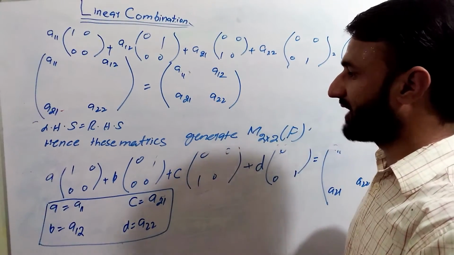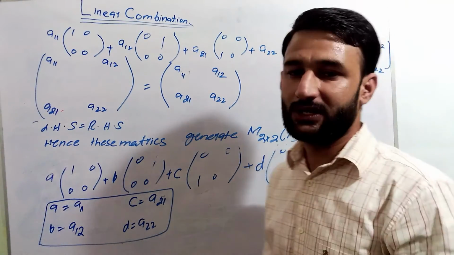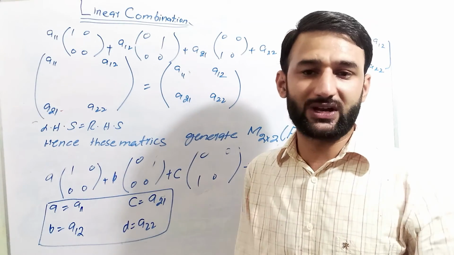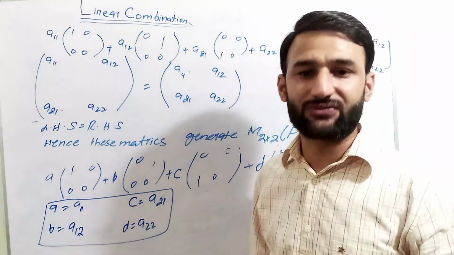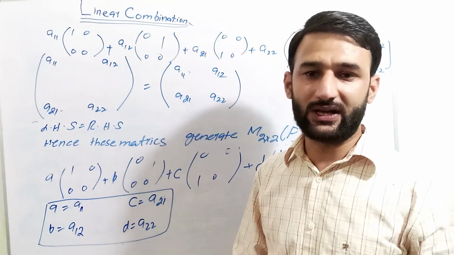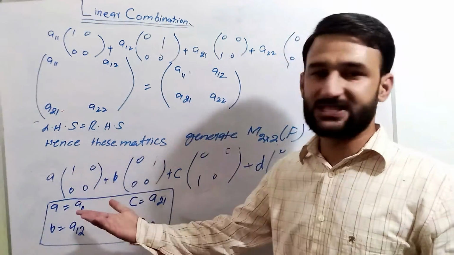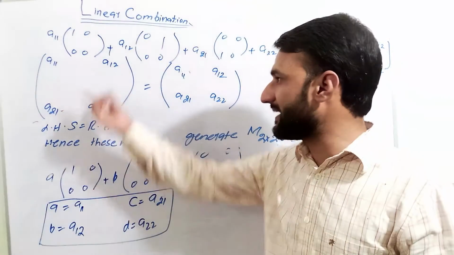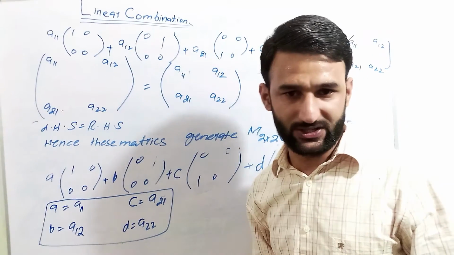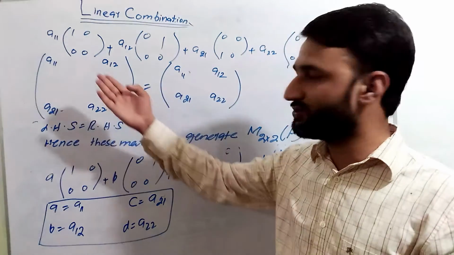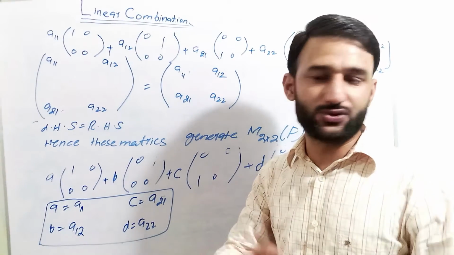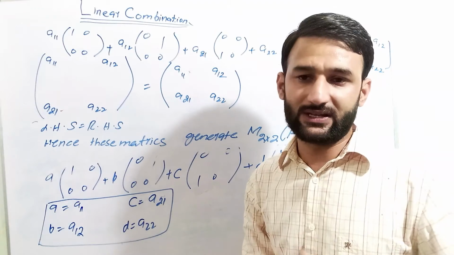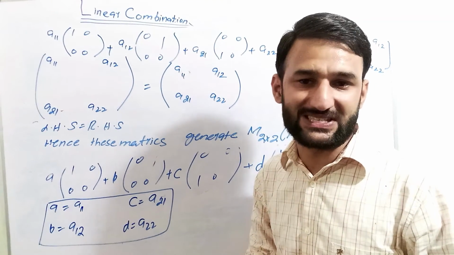So this is the way you can check whether matrices generate any space of n cross n matrices. You can also prove it for n cross n matrices. All these proofs are based on the definition of linear combinations. So this is the process. You can use any matrices, you can choose R2 space or R3 space with any sort of vectors, and you can also prove it for matrices.